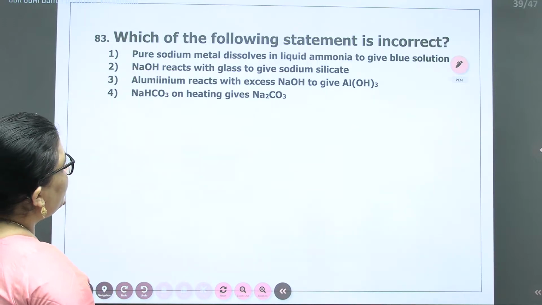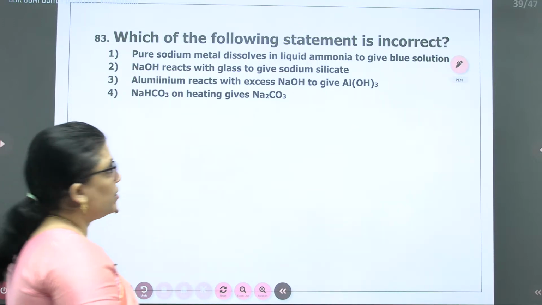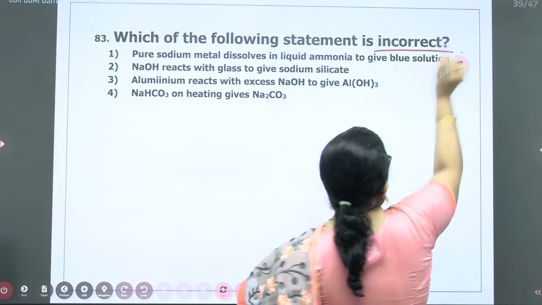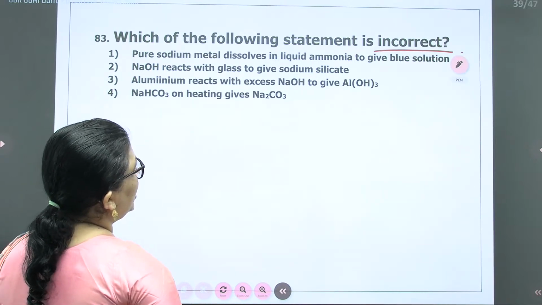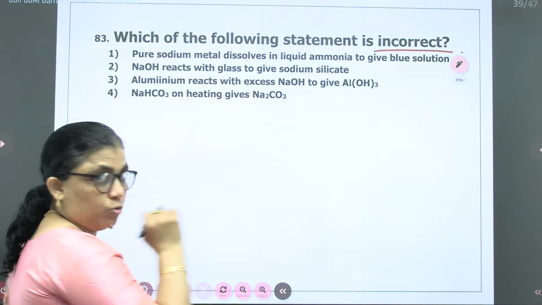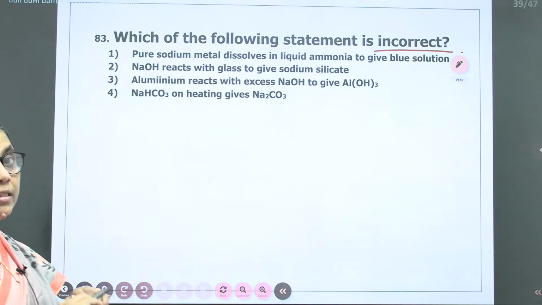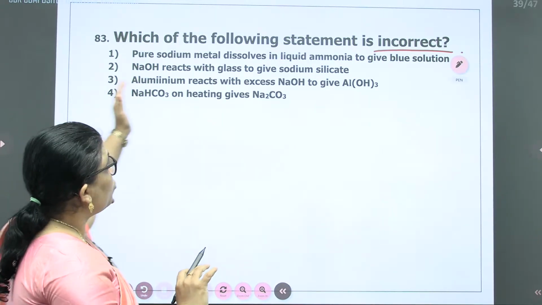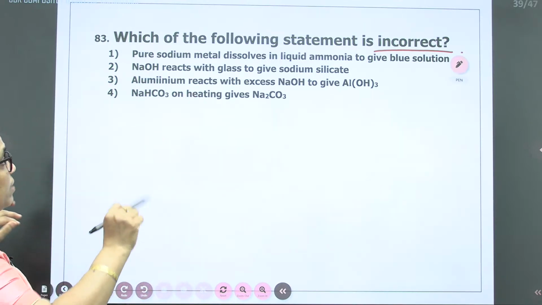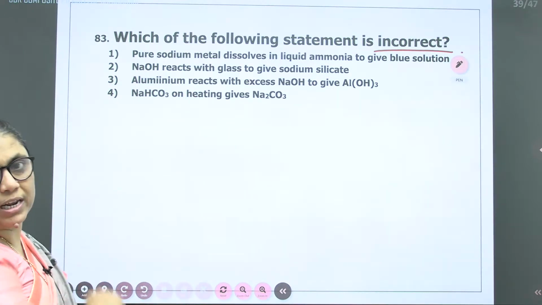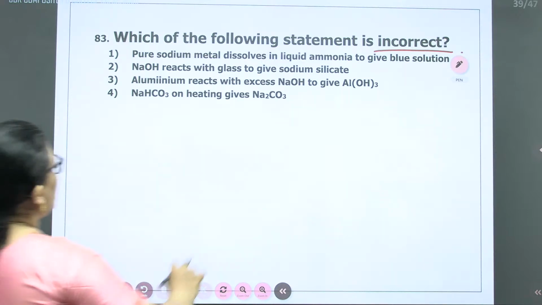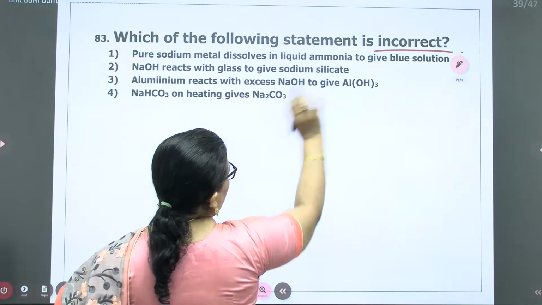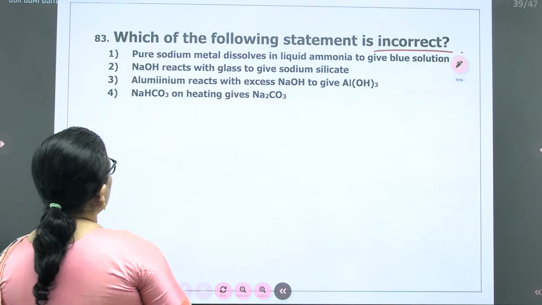83. Which of the following statements is incorrect? They are asking for the wrong option. What we said: pure sodium metal dissolved in liquid ammonia gives a blue solution. Ammonia can act as a neutral ligand and form a complex. So whenever we are dealing with this, yes, it is correct.